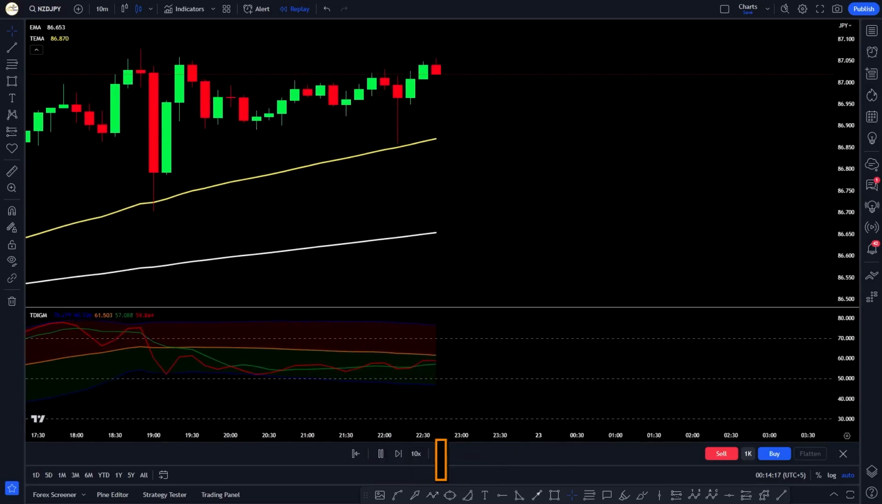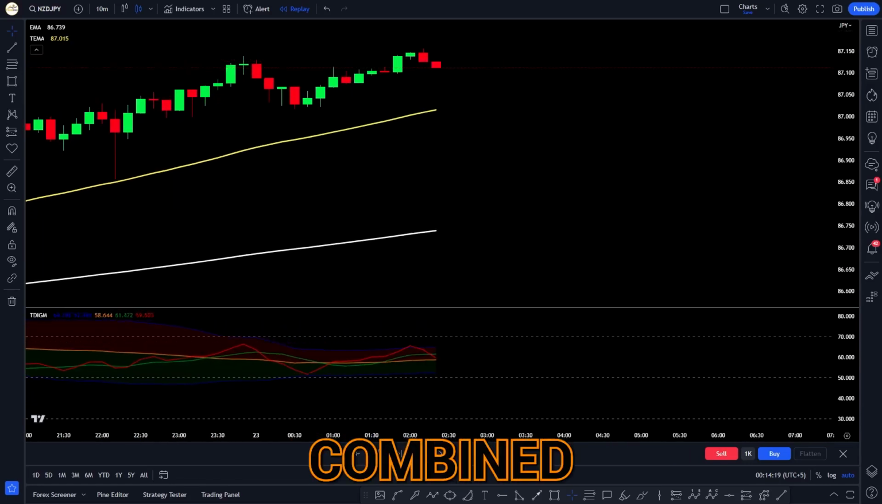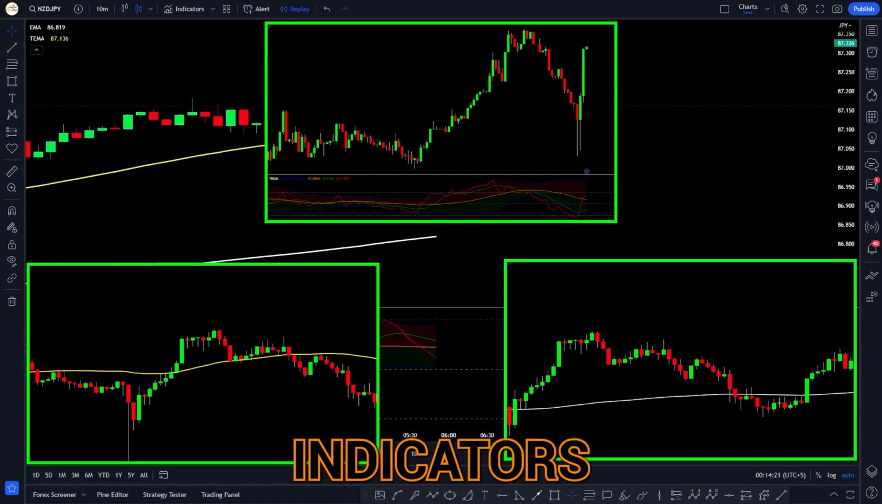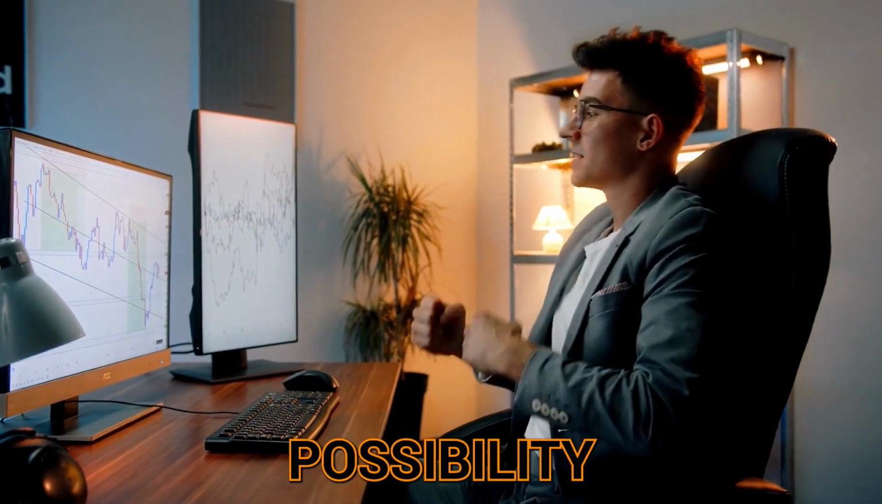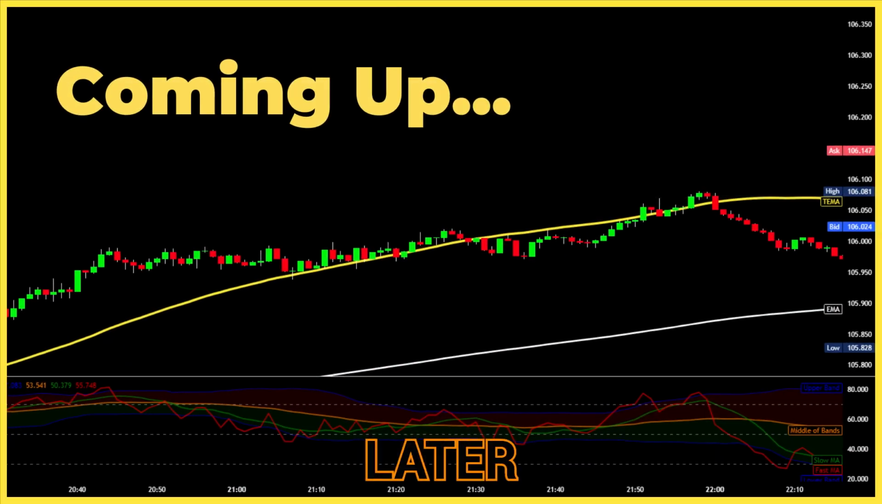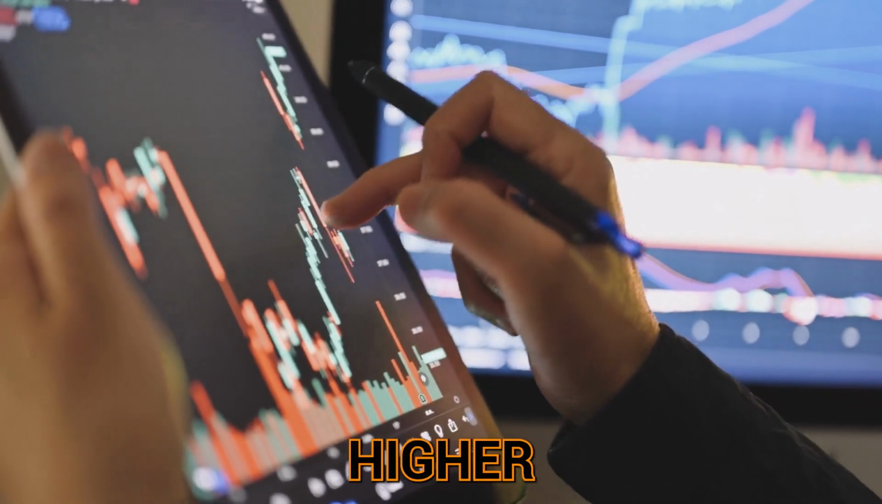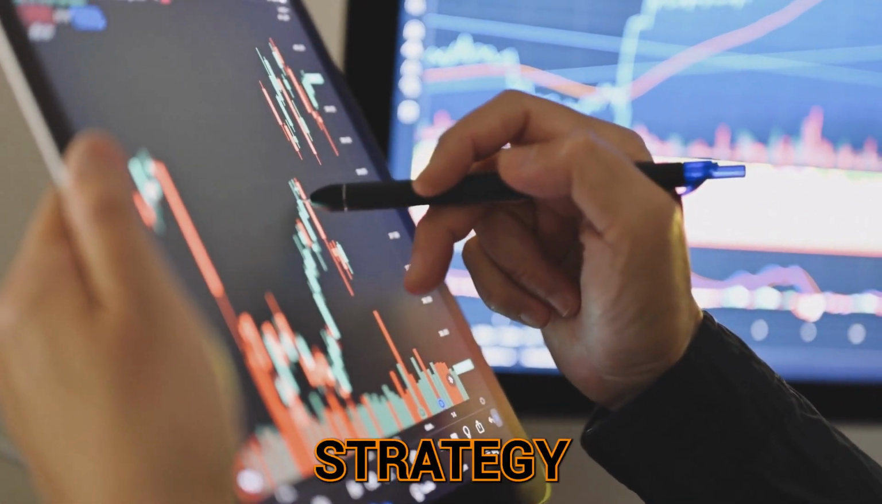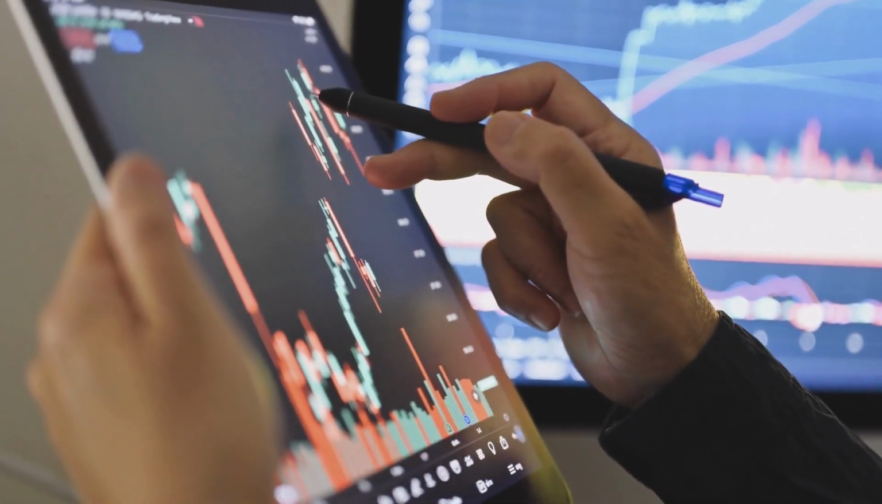Today in this video, I've brought you this magical indicator that combines the three best price action indicators and shows you the best possibility of winning your trades. Combined with the strategy that I'm going to show you later in this video, this indicator works out very well and you'll be able to take higher risk to reward ratio trades by following this strategy. So without any further ado, let's get started.